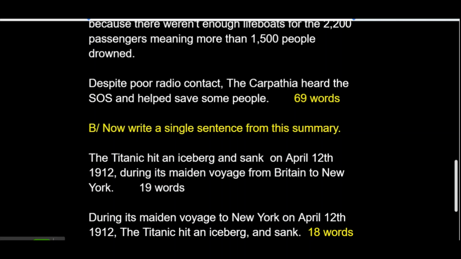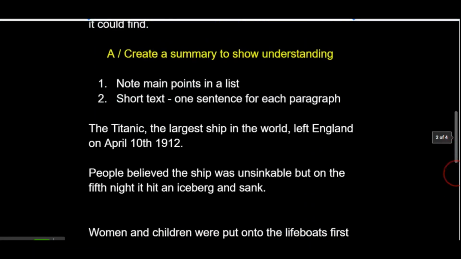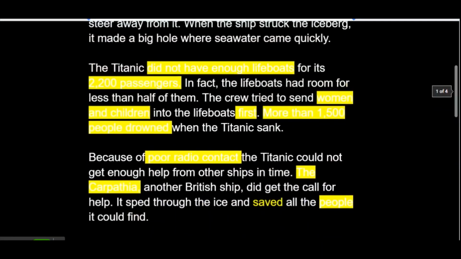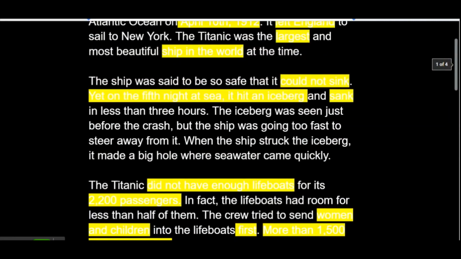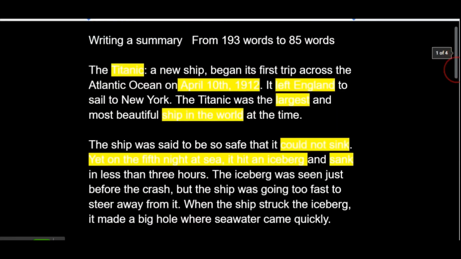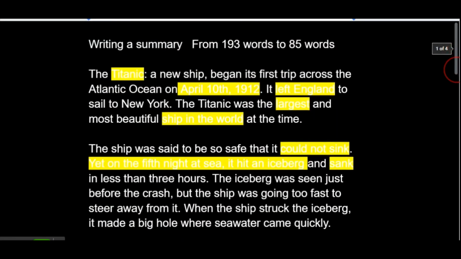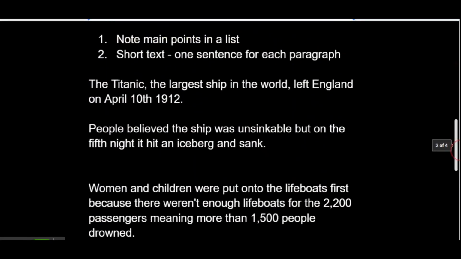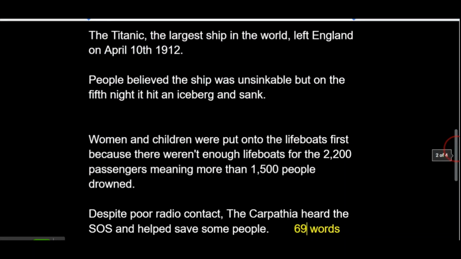So I'm going to add that 19 words to my 69 words. So 60 add 10 is 70. 9 add 9 is 18. That's 88 words. And if I look at the top, I've been asked to write a summary that is 85 words long, but I have a little bit of wriggle room there, so that number will be fine.